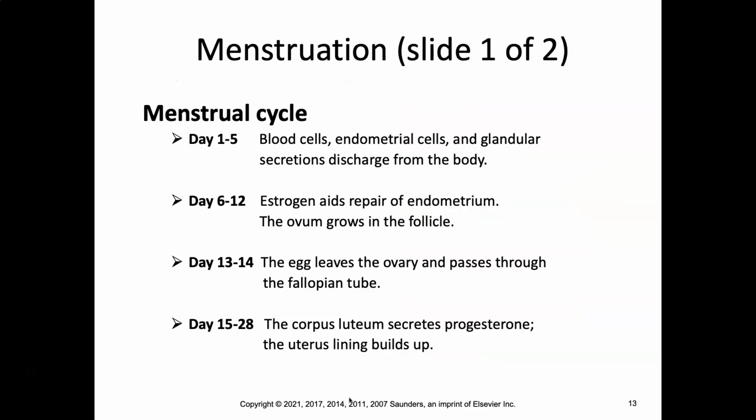Let's talk about menstruation. Days 1 through 5, the blood cells, endometrial cells, glandular secretions discharge from the body. Days 6 through 12, the estrogen repairs the endometrium and your ovum grows in the follicle. Day 13-14, egg heads out from the ovary, passes through the fallopian tube. Days 15 through 28, the corpus luteum secretes progesterone. So remember estrogen and progesterone in this process, and the uterus lining builds up, and then you start all over again.